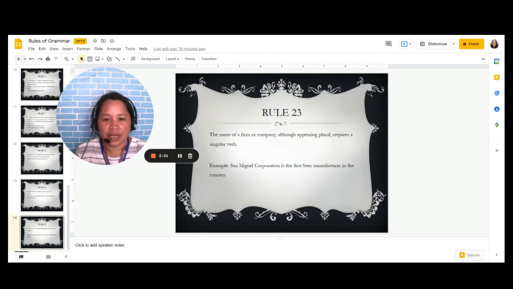Next, rule 23, the name of a firm or company. So it's always singular. For example, San Miguel Corporation. So we don't say are. We have to use is, or we say Microsoft is. Disney is.